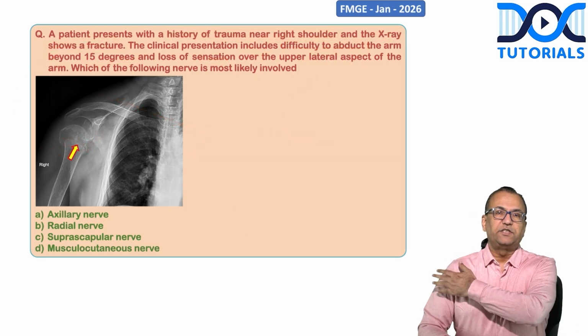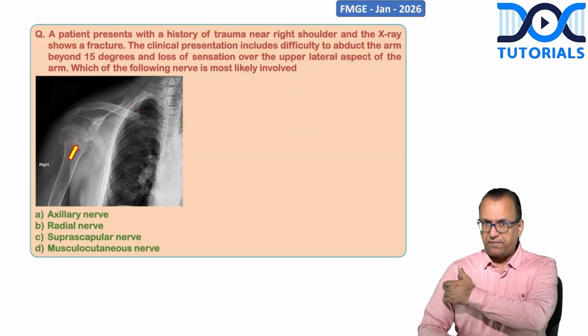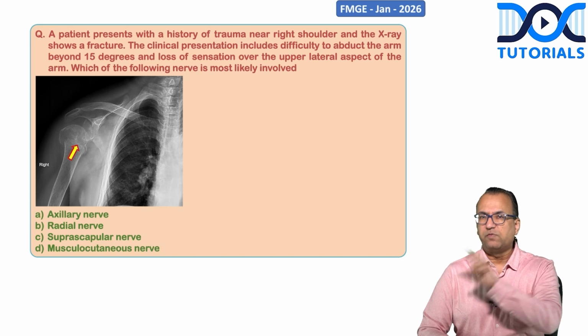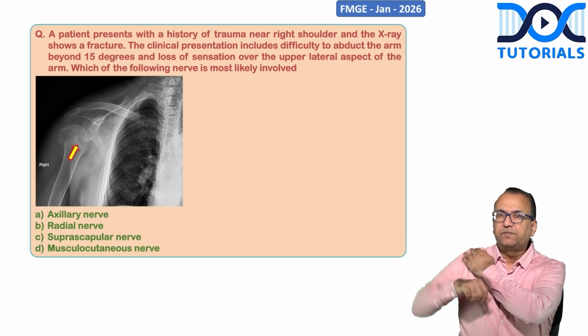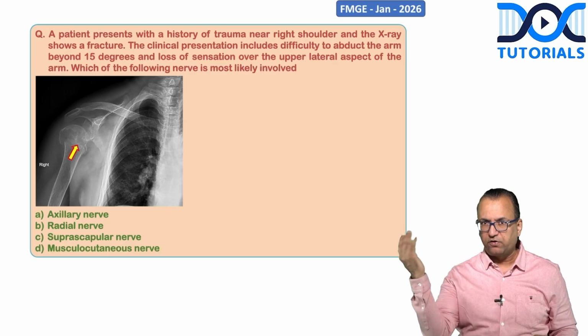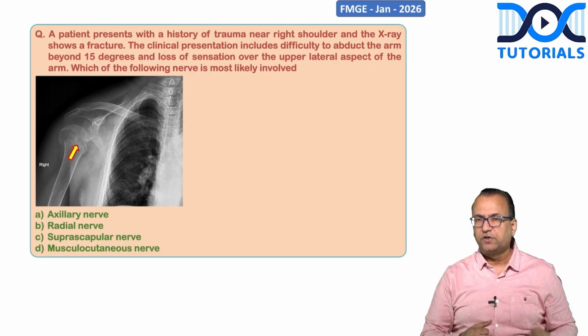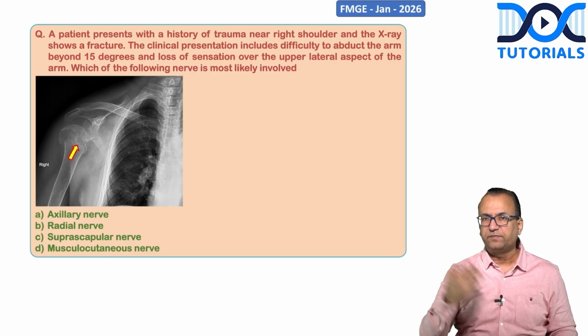So when there is a fracture of the surgical neck of humerus, there is axillary nerve damage. Axillary nerve supplies two muscles, deltoid and teres minor. Deltoid is a powerful shoulder abductor. Teres minor is for lateral rotation at the shoulder joint. So there will be difficulty in abduction and lateral rotation.